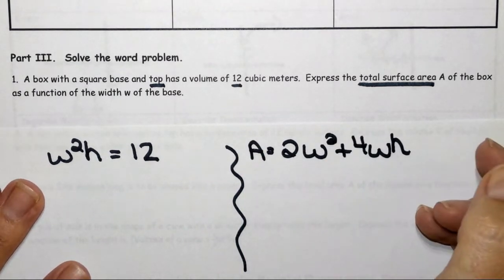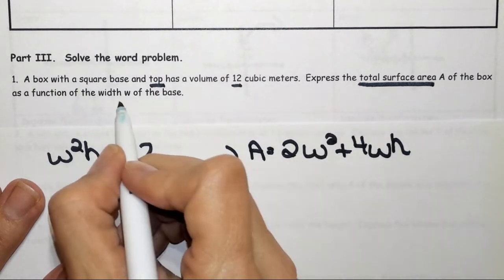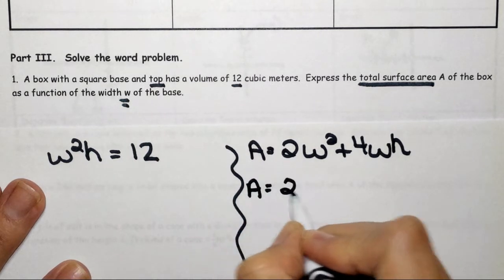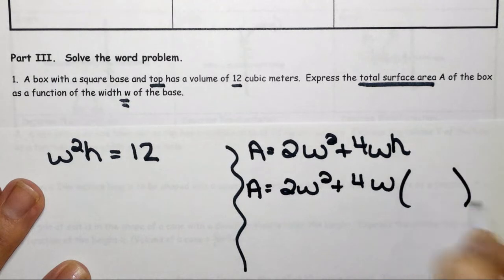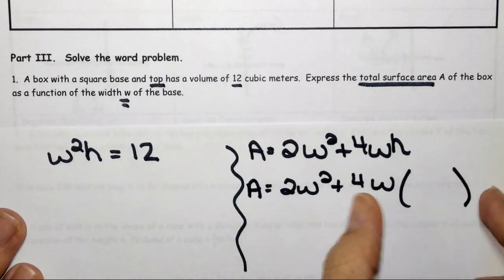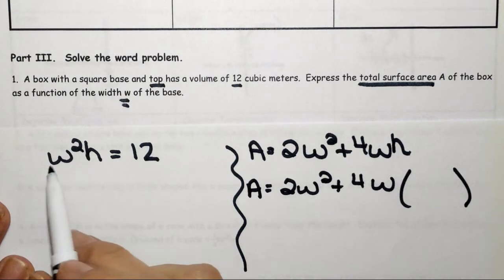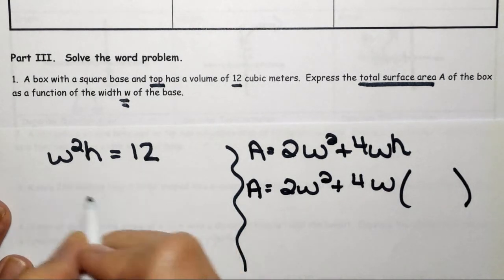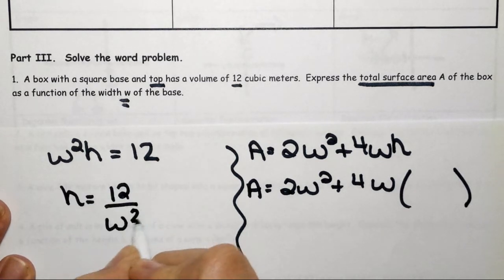And then lastly, you have to figure out what variable I want to have in the end. And they tell me right here I want it to all say W. That means the W stays, but the H is going to have to go. So now that I know it's going to go, I come over here and I'm going to solve for H. This says W^2 times H. The opposite of multiplication is division. So H is going to equal 12 divided by W^2.